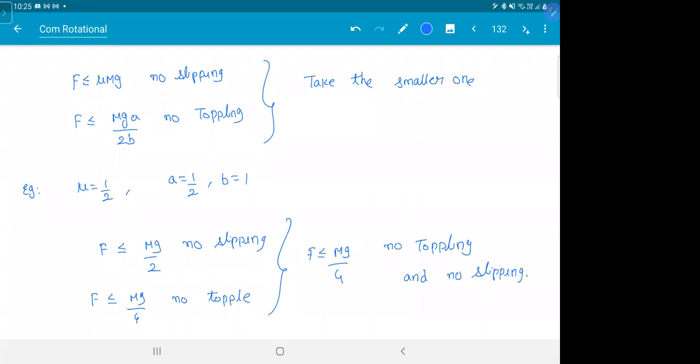So among all these, torque problems, toppling problems are slightly tougher. But the end of the story is the same. Draw the FBD, write the forces. The only catch is the FBD you should draw about the edge.